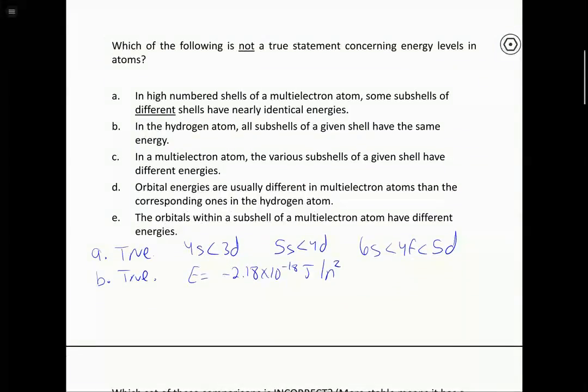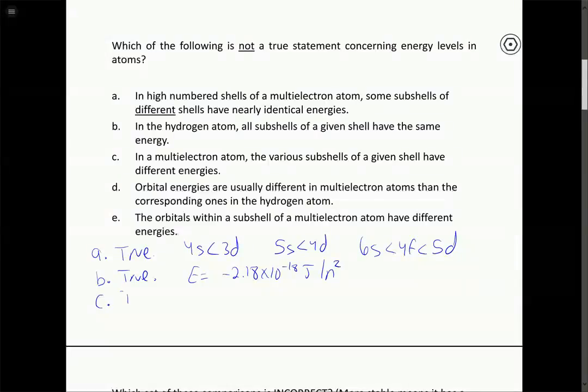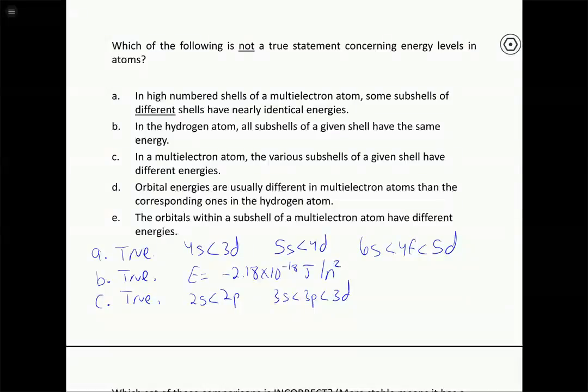And then C is sort of saying the same thing about multi-electron atoms. In a multi-electron atom, the various subshells of a given shell have different energies. This one is also true, because as we saw for multi-electron atoms, the energy level depends on both the first and second quantum number, n and l, the principal quantum number and angular momentum. So there is no simple equation for the energy of multi-electron atom subshells, but as we saw, 2s is lower in energy than 2p, 3s is lower in energy than 3p, which is lower in energy than 3d. So for a given shell, the subshells always come in the order s, p, d, and f. So for multi-electron atoms, the subshells are all at a different energy for a given shell.